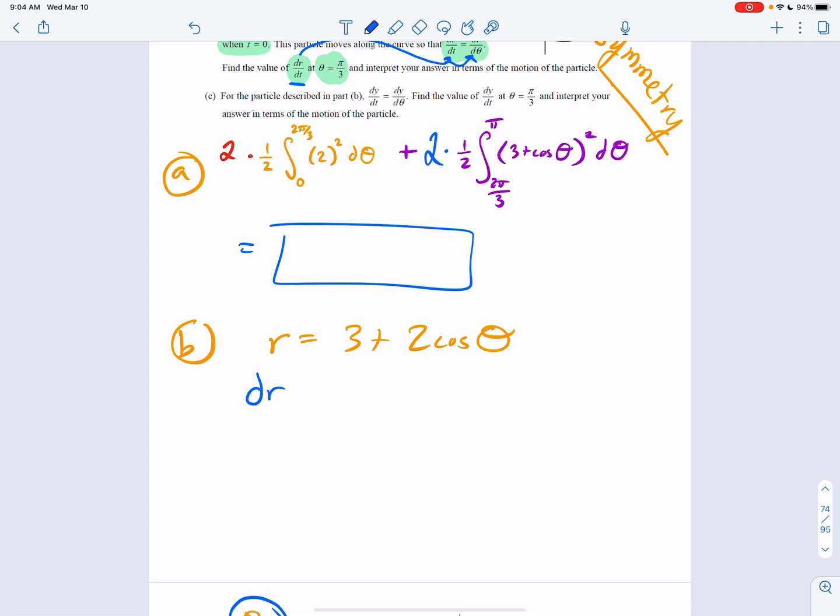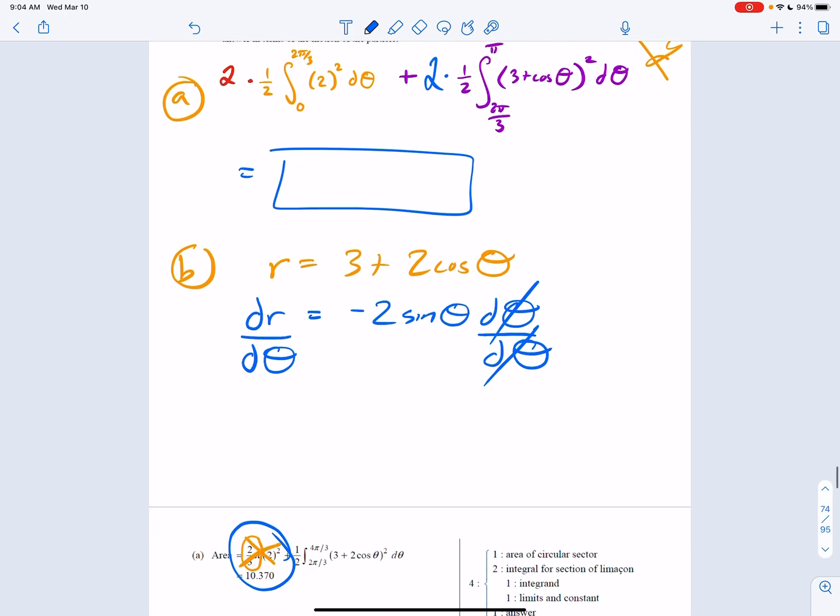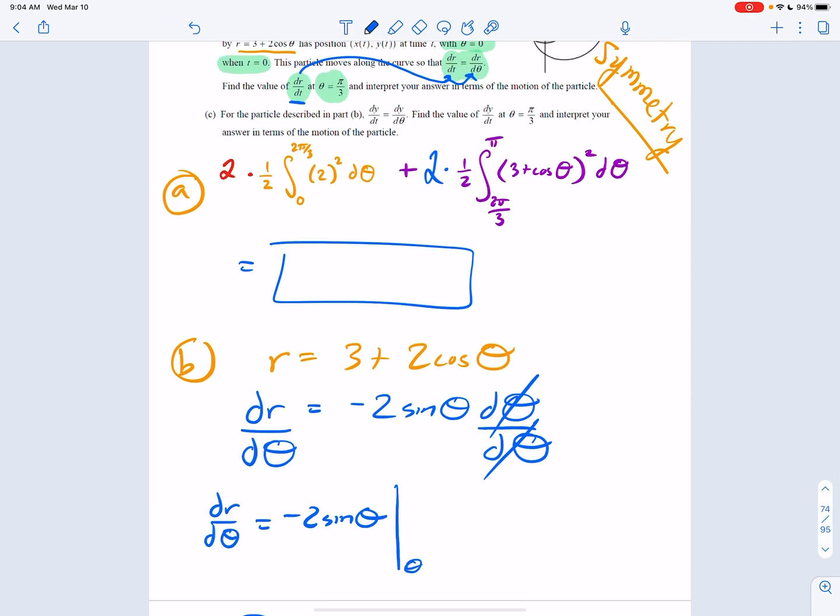So dr is equal to negative 2 sine θ dθ. And since I'm finding dr/dθ, aka dr/dt, you notice that these cancel out. So dr/dθ is really negative 2 sine θ, but specifically we want to evaluate at π/3. So θ is equal to π/3 here. So you could either plug and chug there, or you could let the equal sign play out. You could just leave it just like this if you'd like.